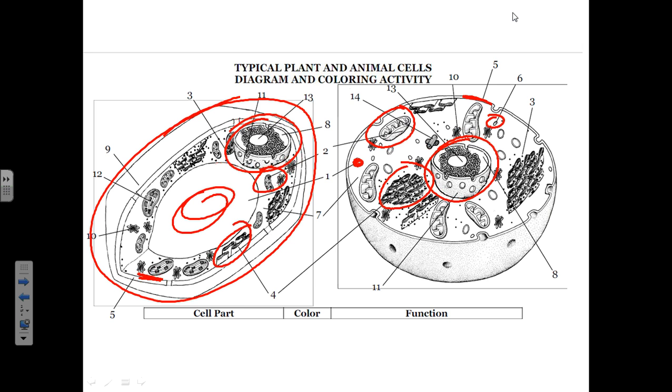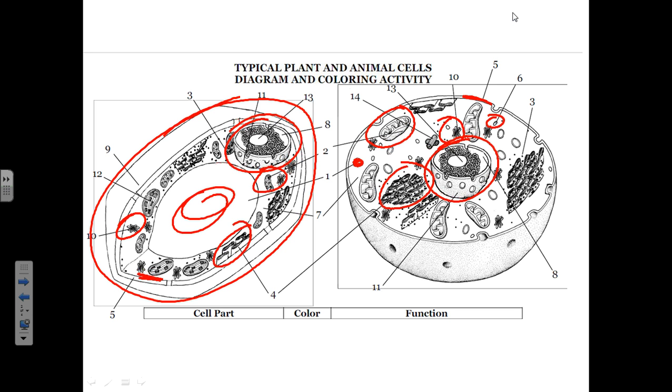Number 10. Number 10 should always be near the cell membrane. I don't really like the way they drew it on here. Here's number 10 on this one. Number 10 on this one is right here.